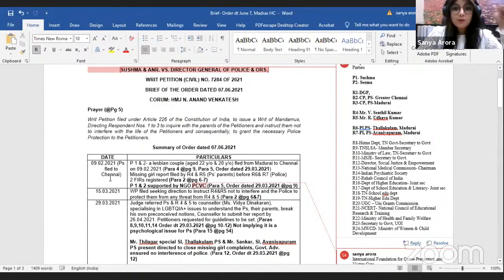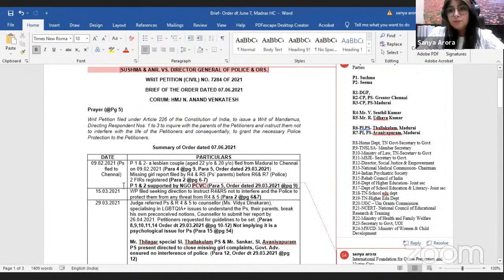So the prayer clause, as I told you, is very important, and that is why we do not paraphrase it at all. So the prayer is at page 5 of the judgment, and it has been reproduced as it is, and we have also reproduced it as it is. It was a writ petition filed under Article 226 of the Constitution to issue a writ of mandamus directing respondent numbers 1 to 3. See, that's why this comes in handy. 1 to 3, who are these respondents? To inquire with the parents of the petitioners and instruct them not to interfere with the life of the petitioners, and consequentially to grant the necessary police protection to the petitioners. Now, this was the prayer clause given in your petition, in your order, and this is how I reproduced it verbatim over here.